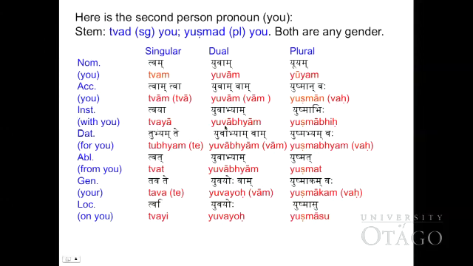Instrumental: tvaya, yuvabhyam, yusmabhih. Dative: tubhyam, yuvabhyam, yusmabhyam, or te, vam, vah. Ablative: tvat, yuvabhyam, yusmat. Genitive: tava, yuvayoh, yusmakam, or te, vam, vah. Locative: tvayi, yuvayoh, yusmasu. And this is our first person and second person pronoun.